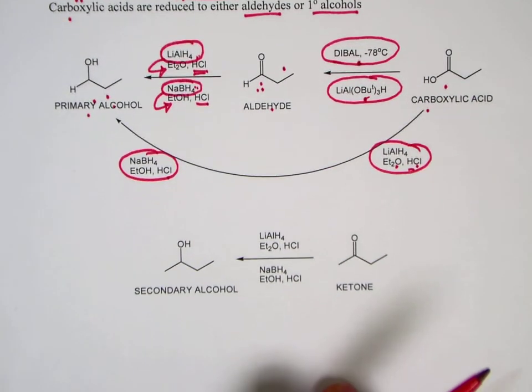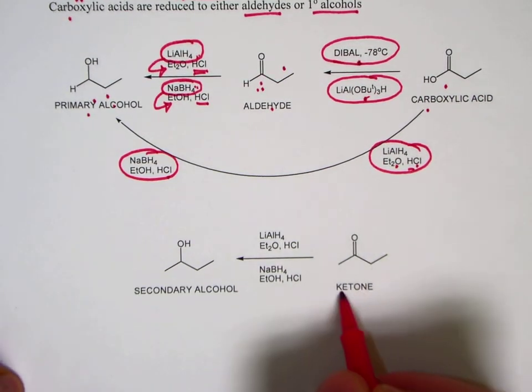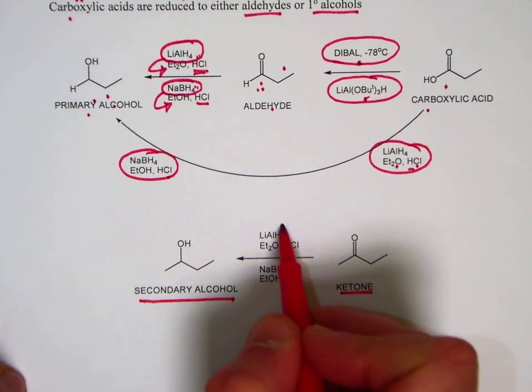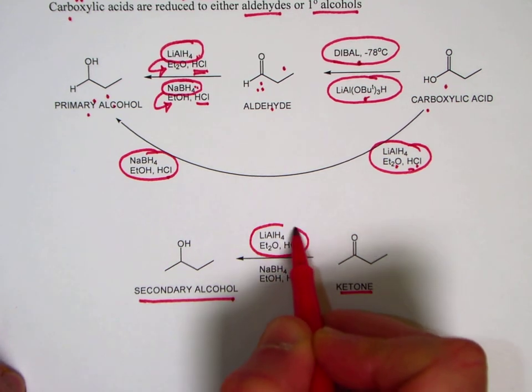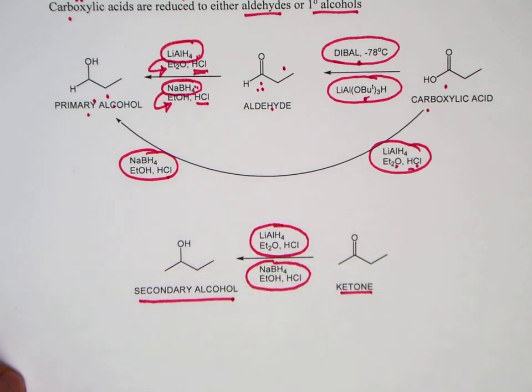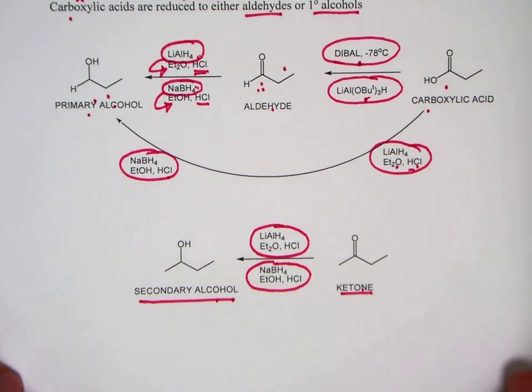On the lower part of this page, we can see that the ketones are reduced to secondary alcohols. Either the lithium aluminum hydride in ether, followed by the HCl, or the sodium borohydride in ethanol, followed by HCl. Both of these facilitate reduction of the ketone to the secondary alcohol. So both are possible, both can be carried out. Okay. Now, take a look at the next page.